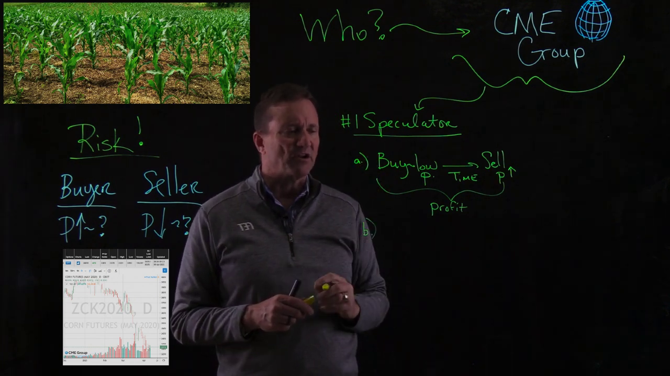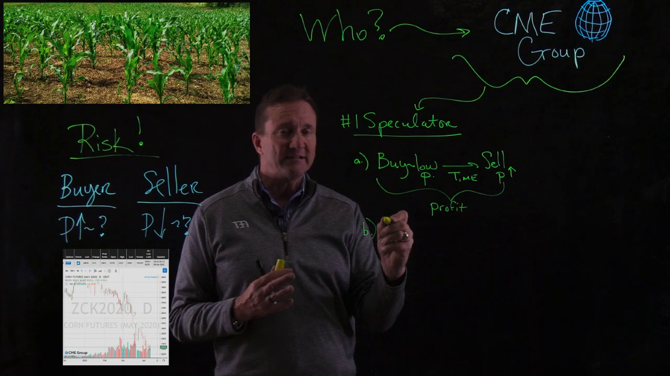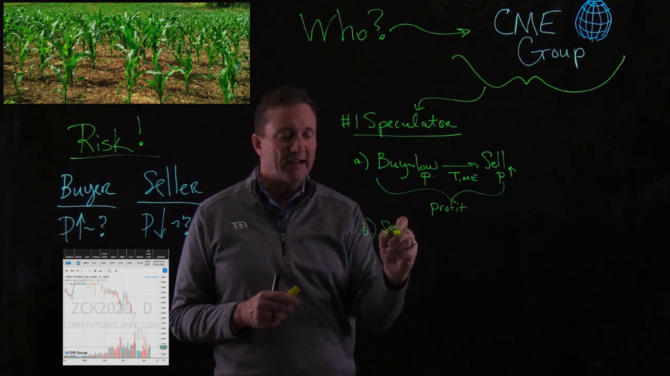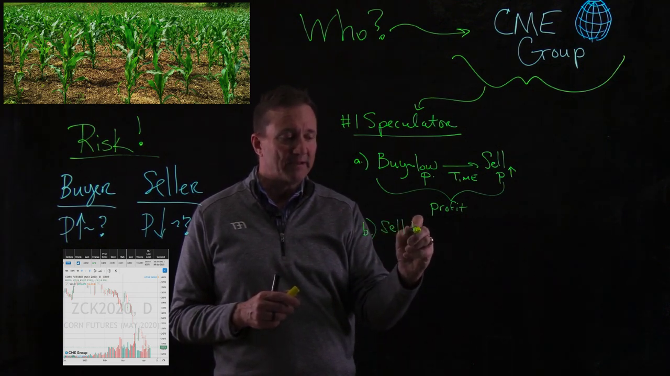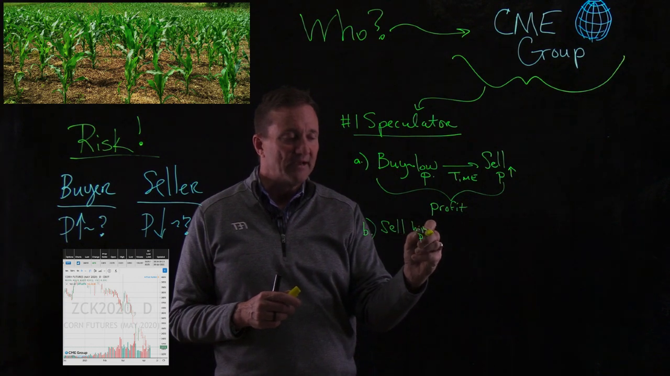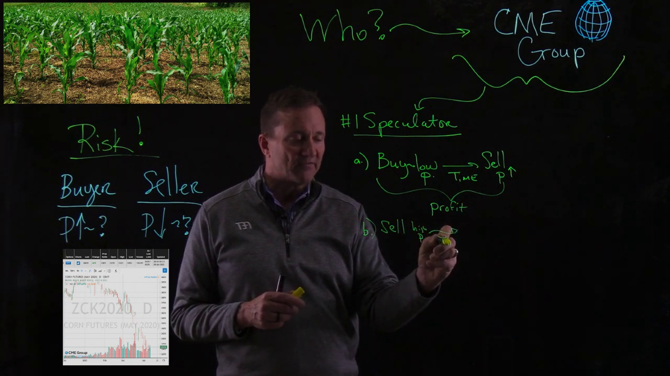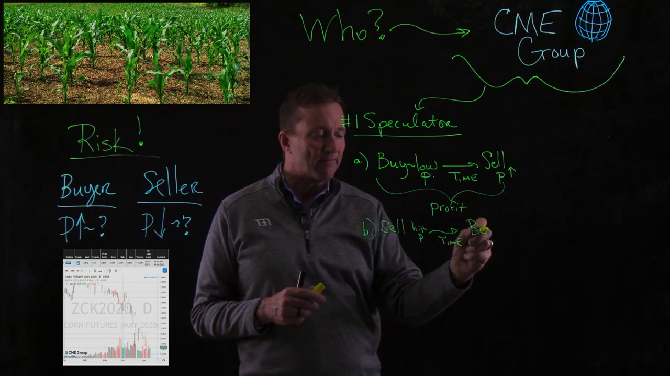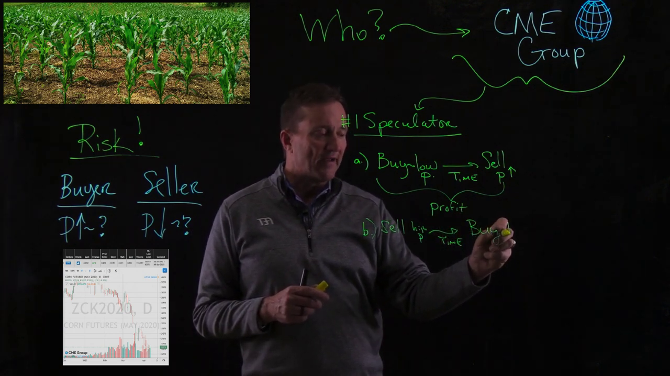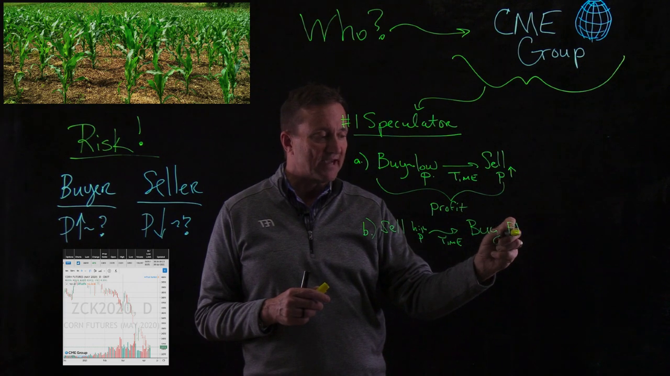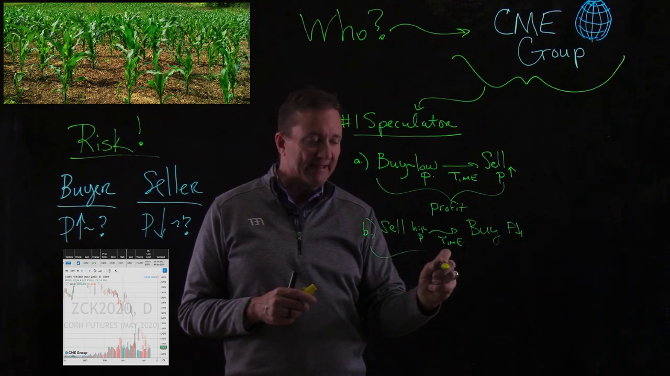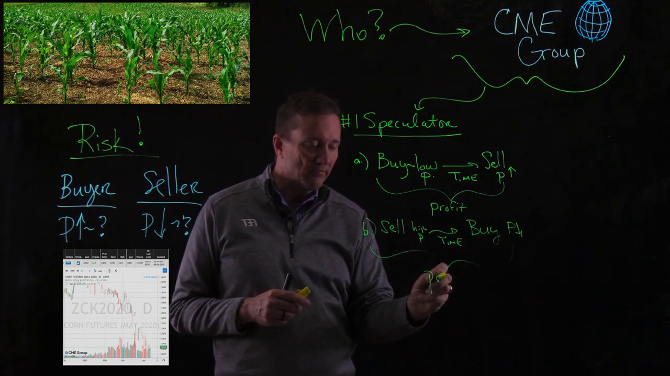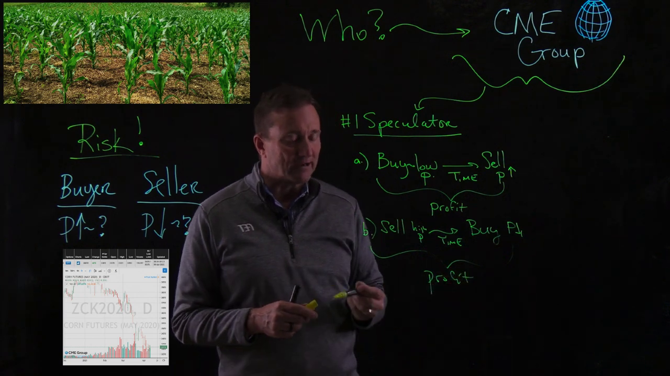Speculator also takes on another role. When they find that prices are high, then they can sell because the price is high. And then they wait for a period of time again. And then later on, they would take a buy position back on that contract because the prices have now fallen. And that is going to give them the same result. They can make a profit.